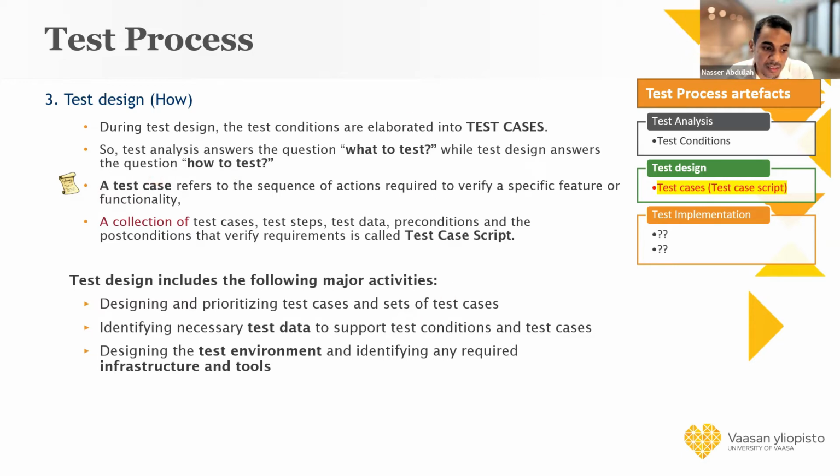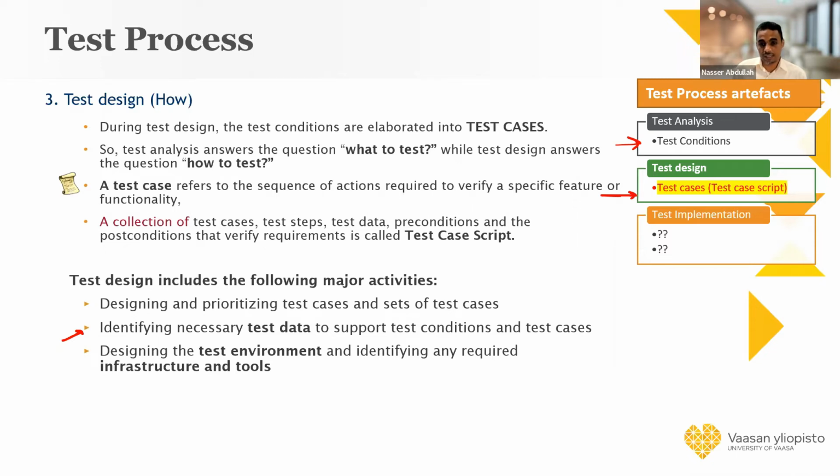So here we have to derive the test cases from the test conditions. We have a test condition now from the previous step. So in this step, we have to define the test cases based on the test conditions. The activities under this step are designing and prioritizing the test cases and the set of test cases. Okay, we have either test cases or a set of test cases. Also identify the test data.